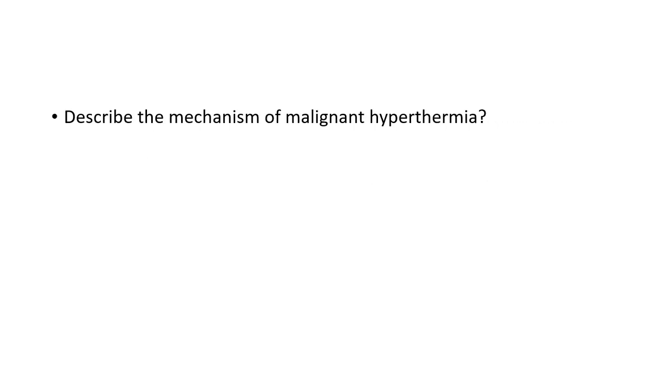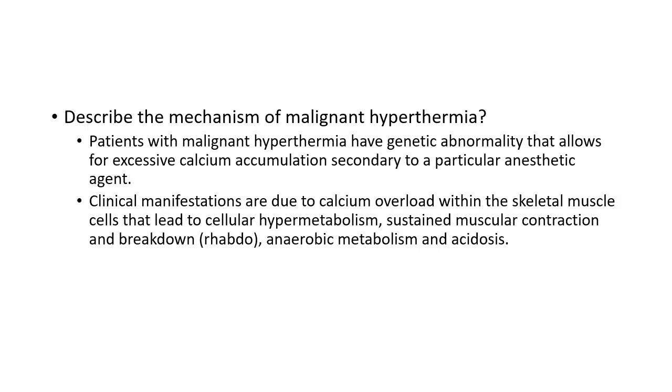Describe the mechanism of malignant hyperthermia. Patients with malignant hyperthermia have a genetic abnormality that allows for excessive calcium accumulation secondary to a particular anesthetic agent. The clinical manifestations are due to calcium overload within the skeletal muscle cells that leads to cellular hypermetabolism. Sustained muscular contractions are then broken down, resulting in rhabdomyolysis, anaerobic metabolism, and acidosis.